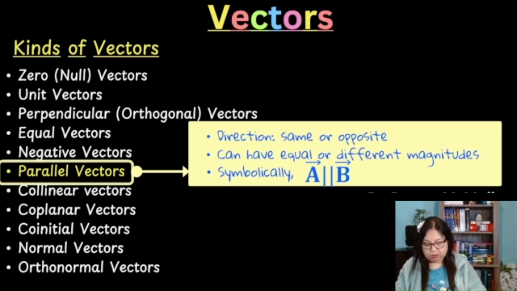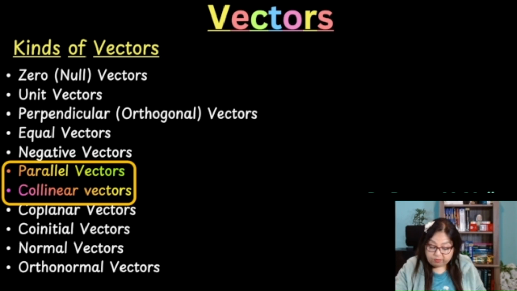Cool? Cool. Moving on. Collinear vectors. Collinear vectors and parallel vectors are basically the same thing. They both mean the vectors are parallel to each other and along the same line.